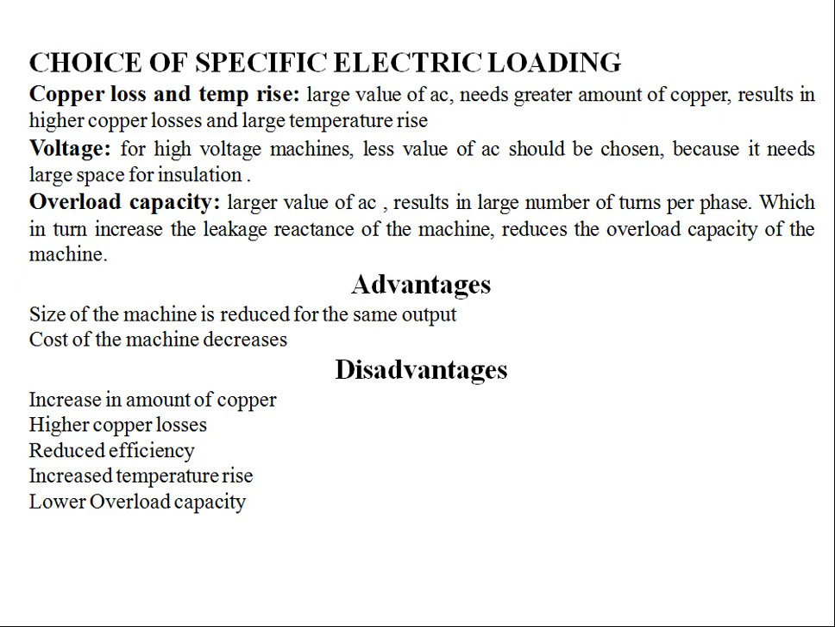So the advantages of high specific electric loading: size of the machine is reduced for the same output, cost of the machine decreases. Disadvantages: increase in amount of copper, so it could be even in terms of cost also. Then higher copper losses. So higher the copper means higher the losses. Reduced efficiency due to increased losses, increased temperature rise, and lower overload factor. That is due to the leakage reactance, and this increased temperature rise is due to the I square R losses.